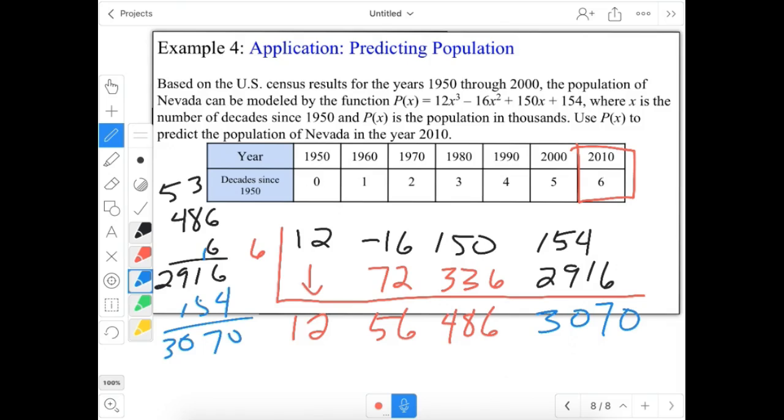All right, so our population, since that's population in thousands, we could add 3 zeros onto there, and the population in 2010 would be 3,070,000 people, to put that in context, the way that population grows.